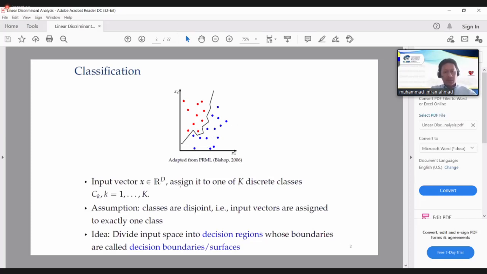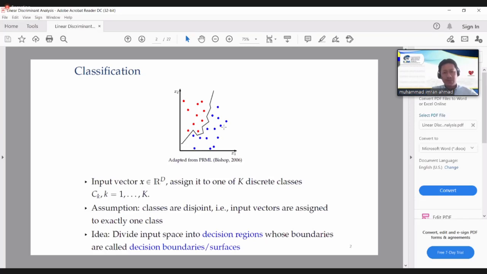Okay, so we have an input vector X, a real number of dimension D, assigned to K discrete classes. If we have an input vector, we want to assign it to this class or that class, the red class or the blue class. It depends on which data point our input vector falls in. If it falls in this region, then this input vector belongs to the red class. If it falls very close to this region, then our input vector belongs to the blue class.